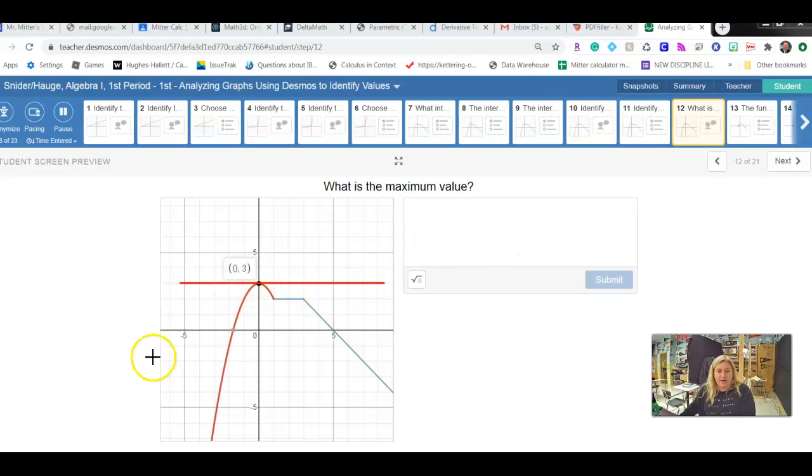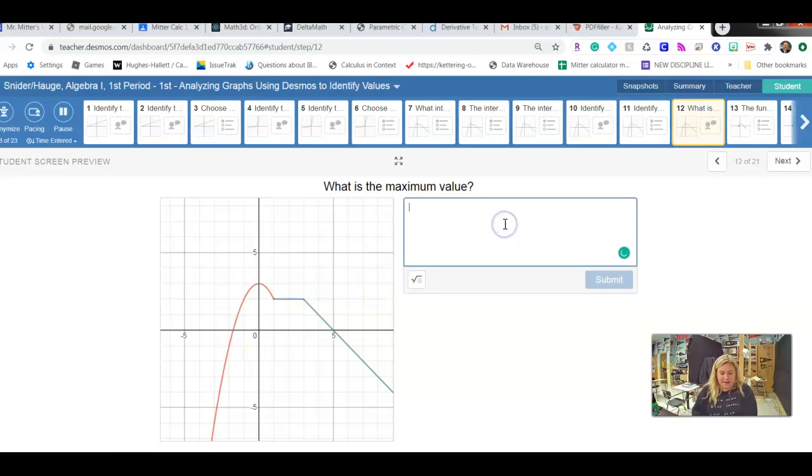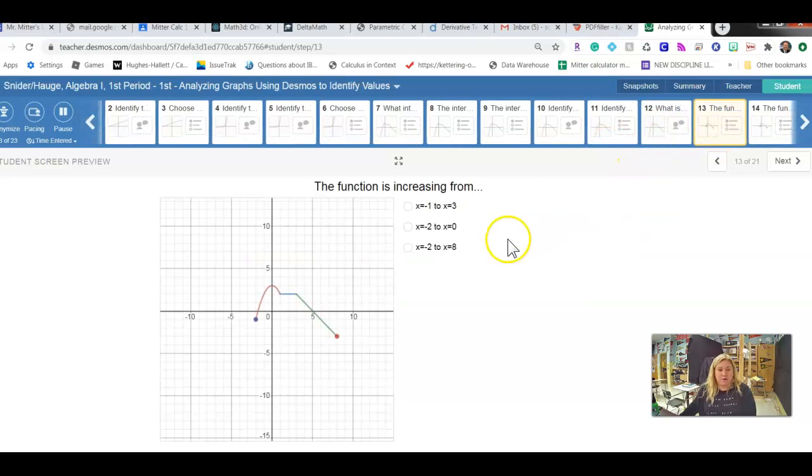It's that y value. So I want to write it as y equals 3. Okay, that'll tell me how high the roller coaster goes. If I would say 0, that does not tell me this height, right? So to make sure, we do y equals 3. 13, the function is increasing from.